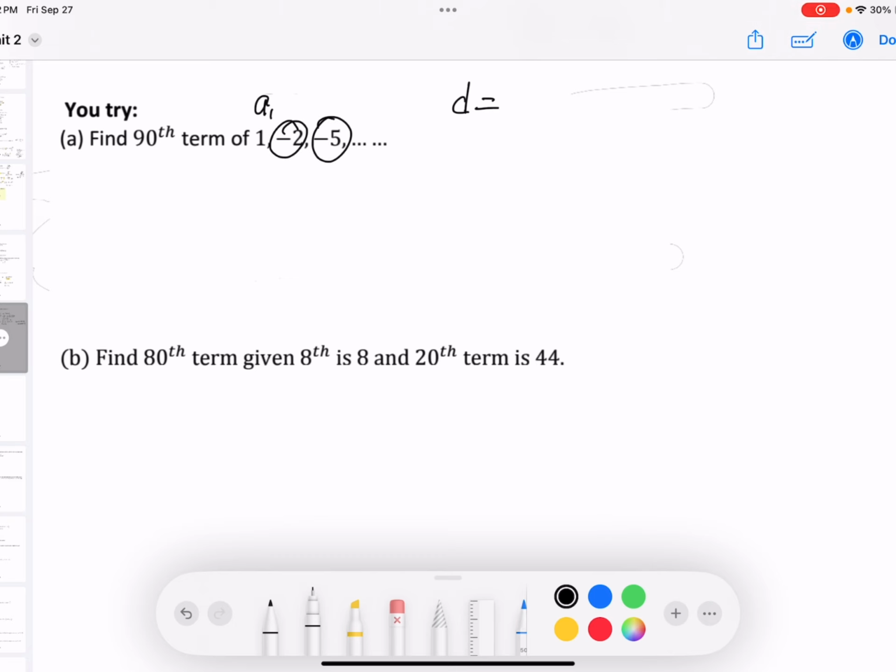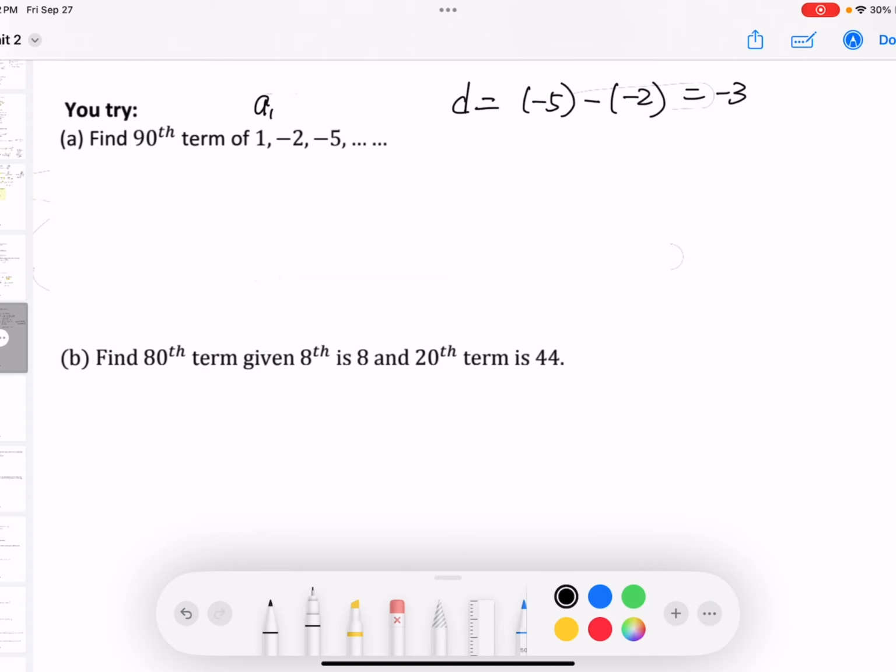Do the subtraction. d is equal to the third one, let's say negative 5 minus negative 2. It is equal to negative 5 plus 2, which is negative 3. So d is equal to negative 3. You can also use the second term minus the first term. Negative 2 minus 1 is negative 3. We also can find the d.